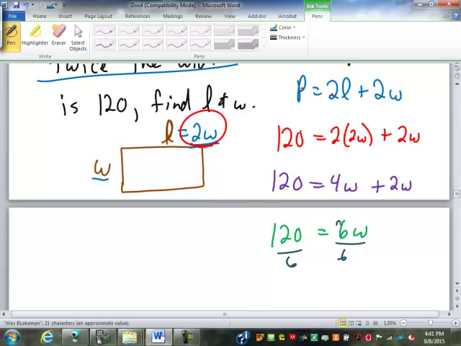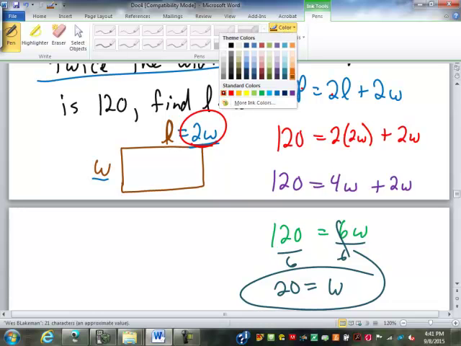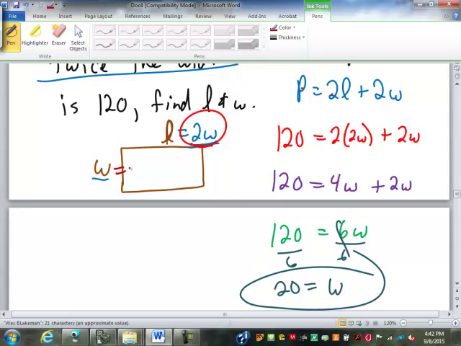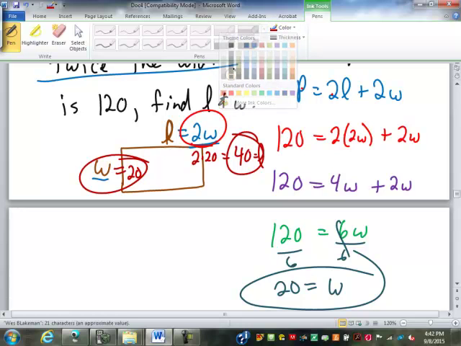Then divide both sides by 6. W equals 20. And then the width is 20. W is 20, so we're good there. But what else do we need to find? The length is 2 times that. So 2 times 20 is 40 is our length. Have to make sure you go back and answer the question.